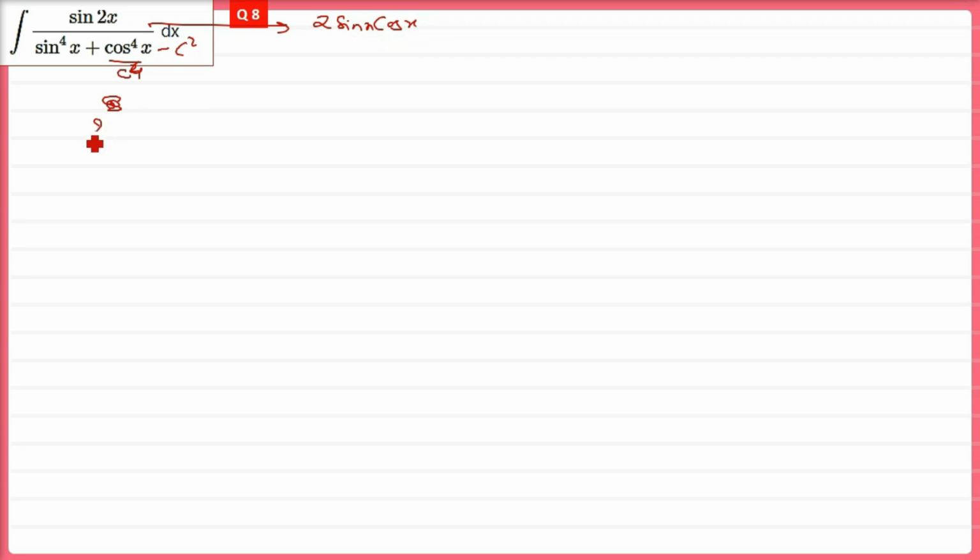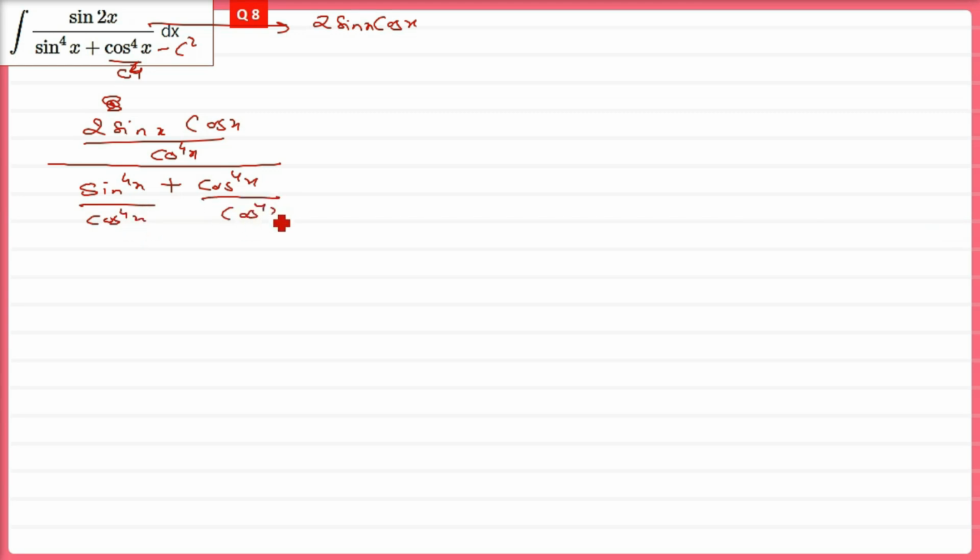And sin 2x is, of course, whenever you see sin 2x, it has to be converted into 2 sin x cos x. Now 2 sin x cos x in the numerator. Denominator you have sin raised 4x plus cos raised 4x. And I am requesting you to divide numerator and denominator by cos raised 4x, not cos square x. So cos raised 4x here, cos raised 4x here. So let me resolve it first, then we'll start with the integration.